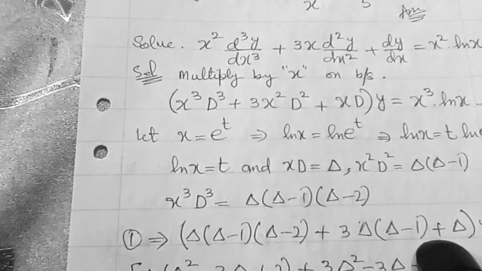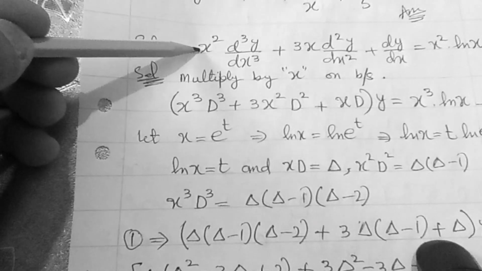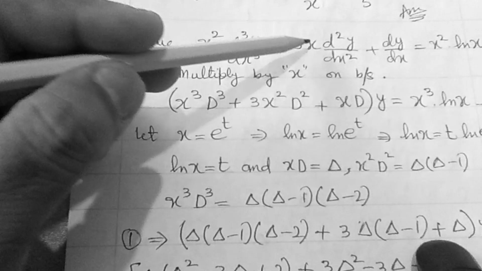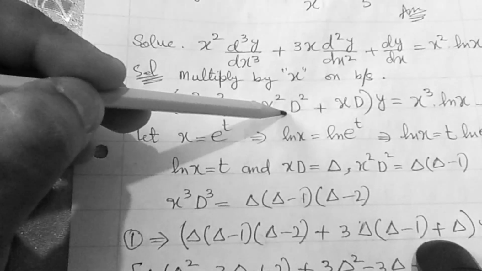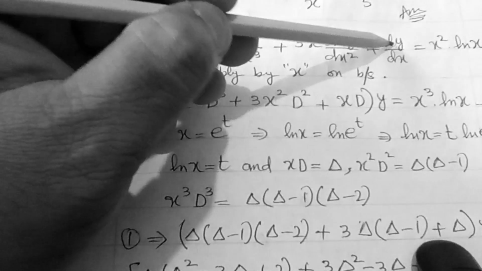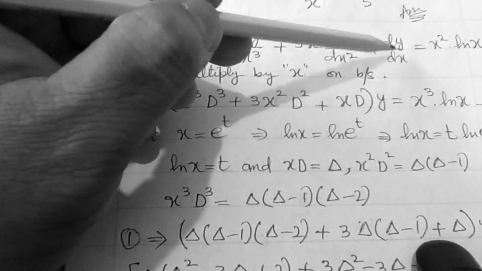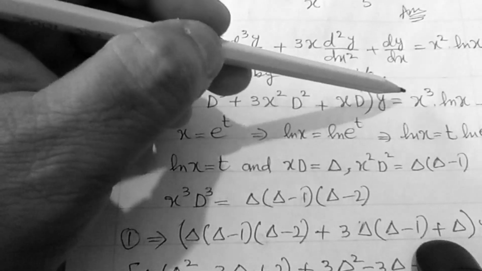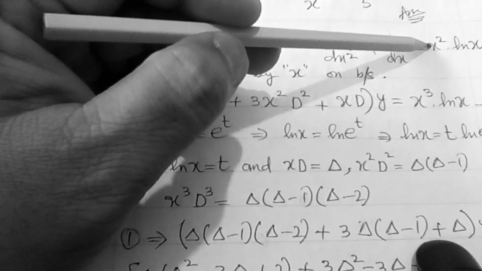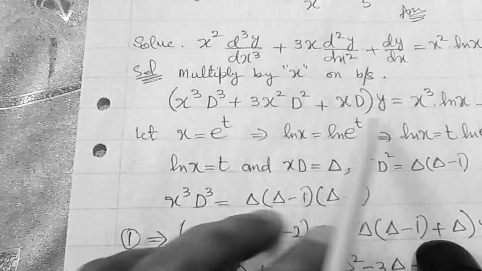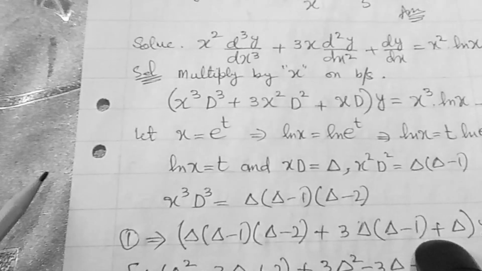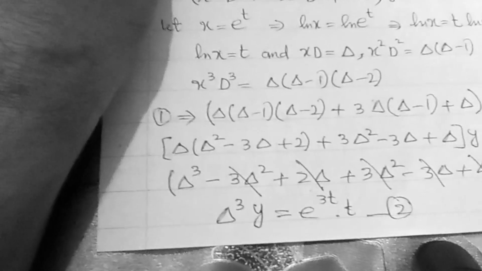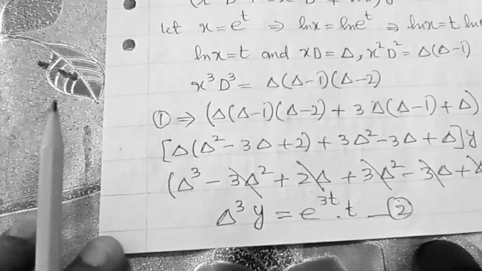So after multiplication by x, the entire equation will be transformed into a Cauchy-Euler equation. When we multiply by x, this x squared will be x cube, and this one can be written as x cube d cube plus 3 times x into x will be x squared d squared plus x d, and y is common, and this x squared will be x cubed into ln x. Now our equation has been transformed into the Cauchy-Euler equation. According to the rule, we will make the appropriate substitution.